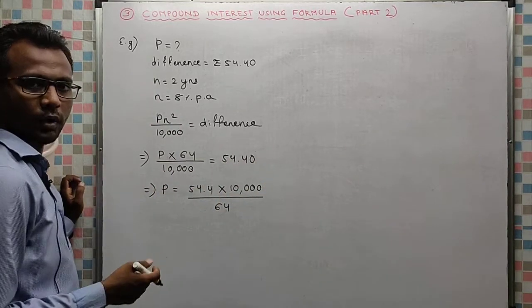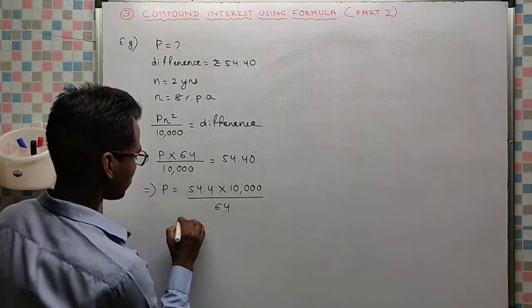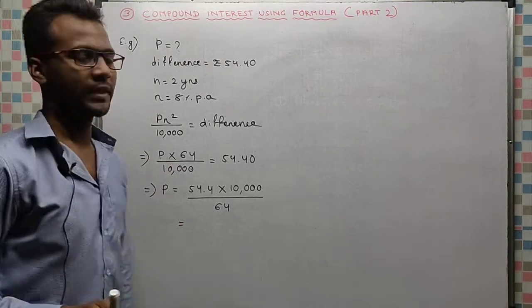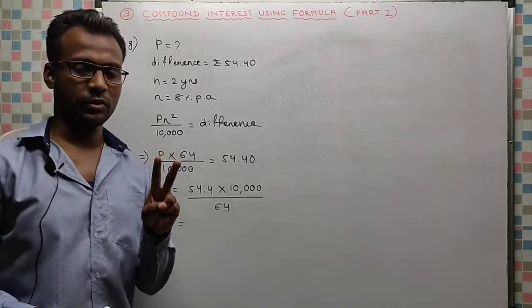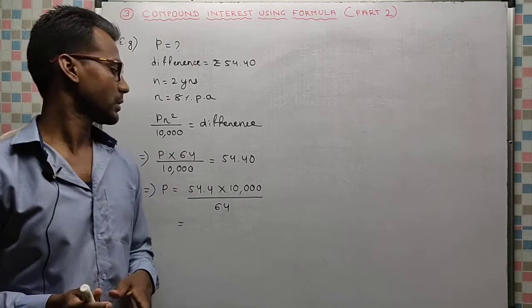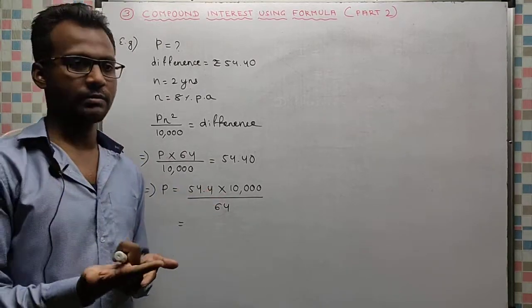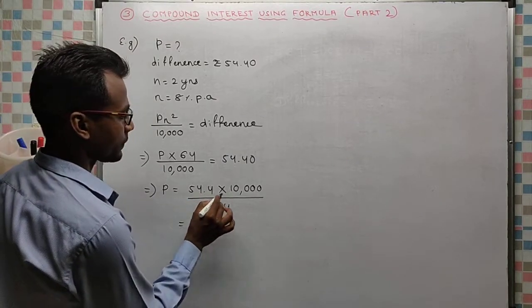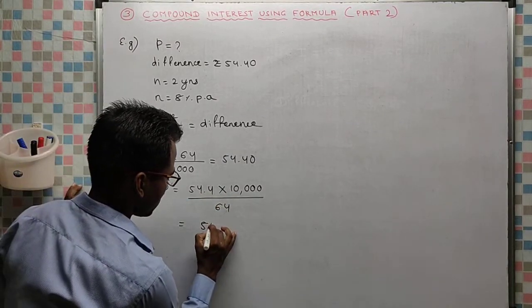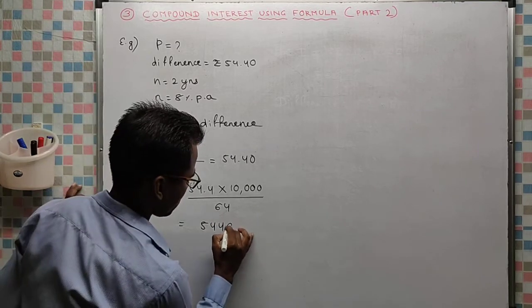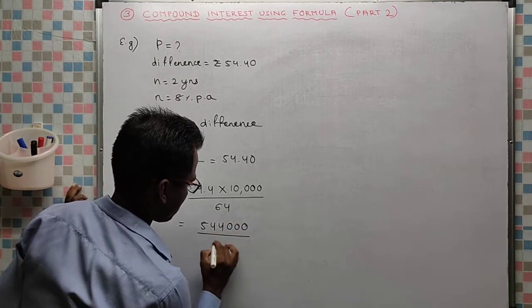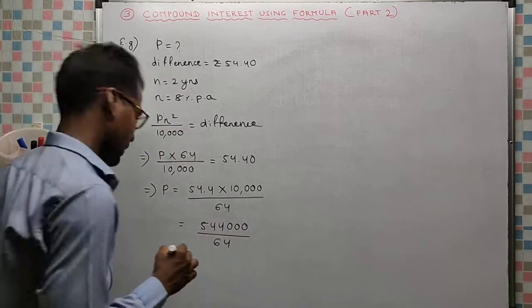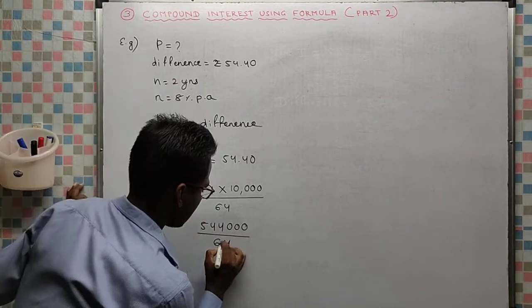54.40 is the same as 54.4. While giving the answer, you have to give it in 2 decimal places because this is rupees. But while calculating, you can use 1 decimal place or 2 decimal places. So 54.4 into 10,000 will become 544,000 by 64. Let us simplify this.